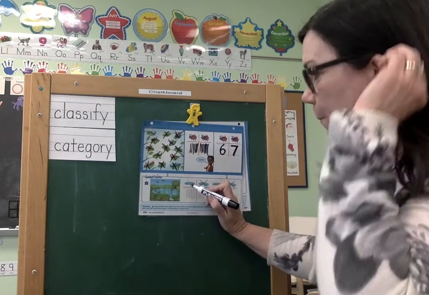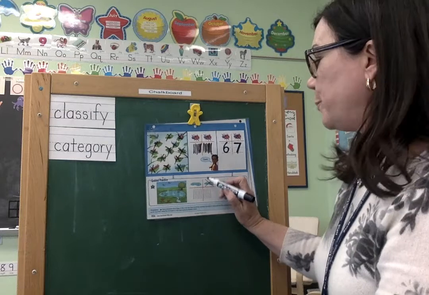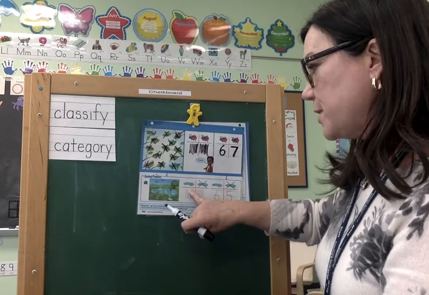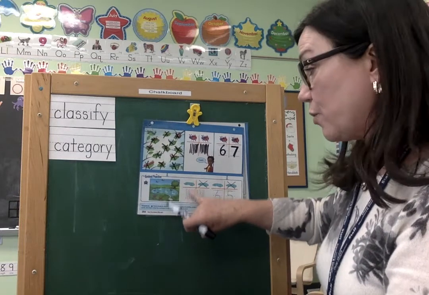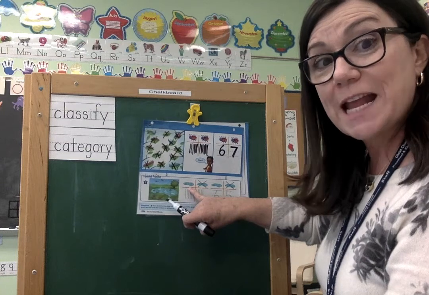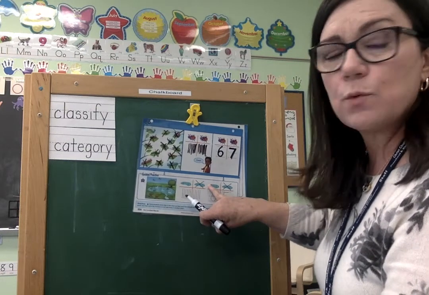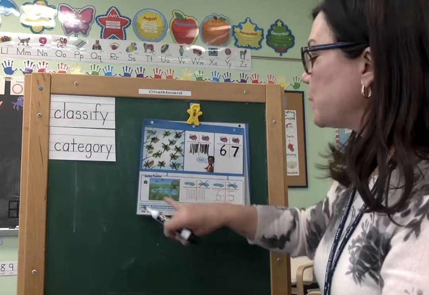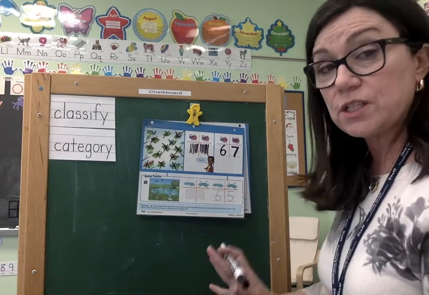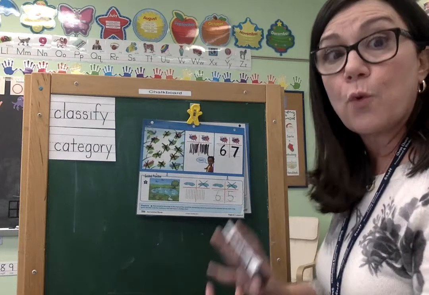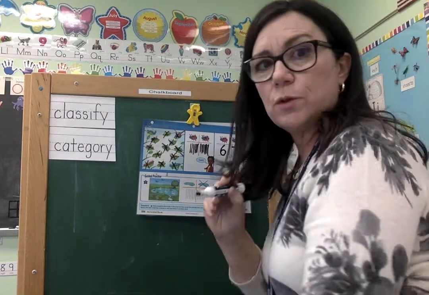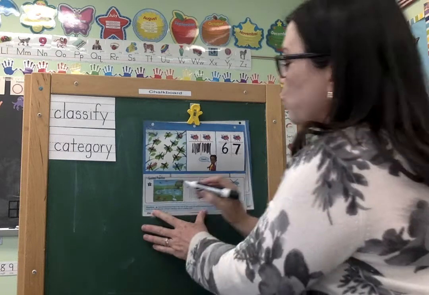So we have a picture of a pond here and a picture of a pond with an X over it. So this represents the category of birds in the pond and the ones not in the pond. As we count them, we're going to mark them. Let's start with the birds that are in the water. We're going to put an X on them as we count them and write the tally mark.